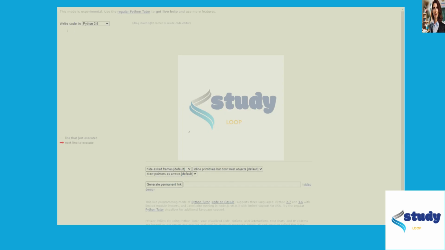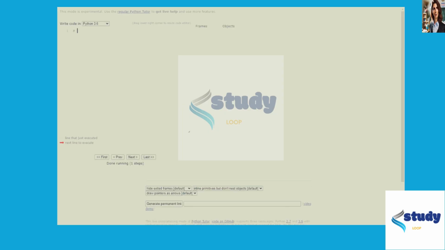Okay, let's see. They want us to write a program that takes in an investment amount, annual interest rate, and number of years, and displays the future investment value using a given formula. So this is going to be a three-step problem. We're going to prompt the user for values using the console. We're going to need to convert string text to numeric values.